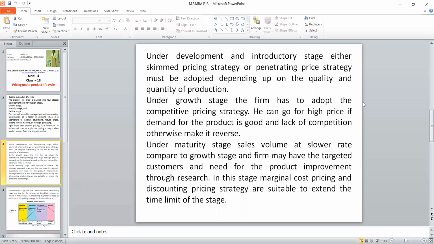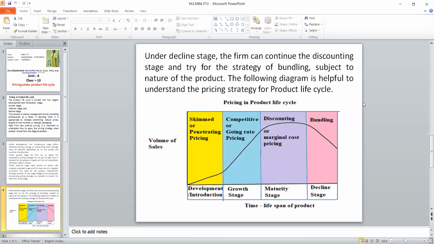So as far as the third stage is concerned, the pricing strategy is either marginal cost pricing or discounting price strategy. Mainly marginal cost pricing only, because this discounting price strategy is better in declining stage rather than the maturity stage. Once you decide this product is enough and we are going for the next product, then better to go for the discounting price. Otherwise, if you want to extend the time span of that particular stage, then you go for the marginal cost pricing.